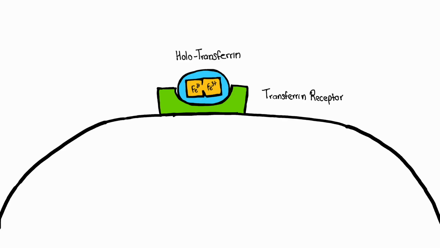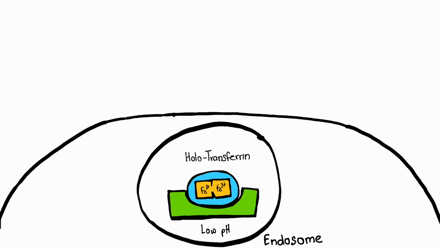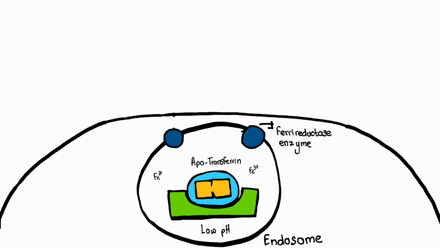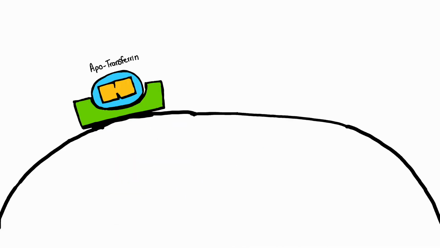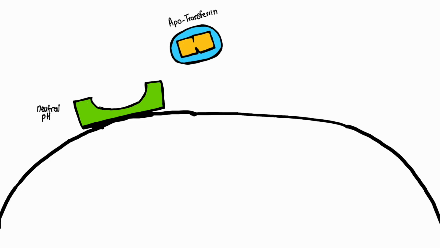Once transferrin binds to the transferrin receptor, this complex is taken into the cell by endocytosis. Inside this endosome is an acidic environment. The acidic environment promotes iron release from transferrin. The iron molecules are then reduced back to Fe2+ and transported into the cytosol for metabolic use, while the transferrin and the receptor are recycled back to the cell surface.